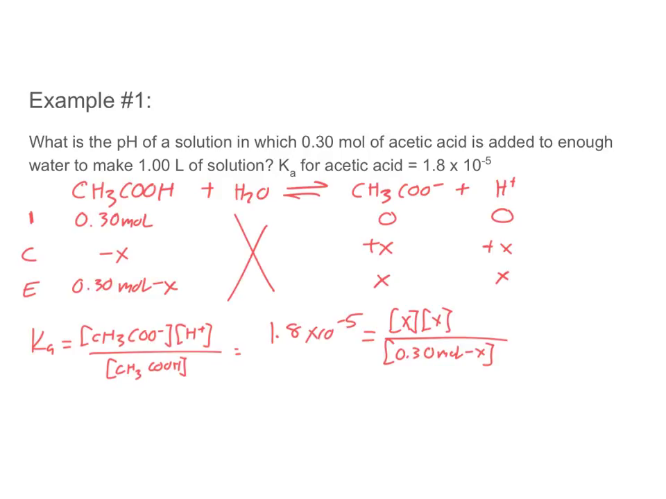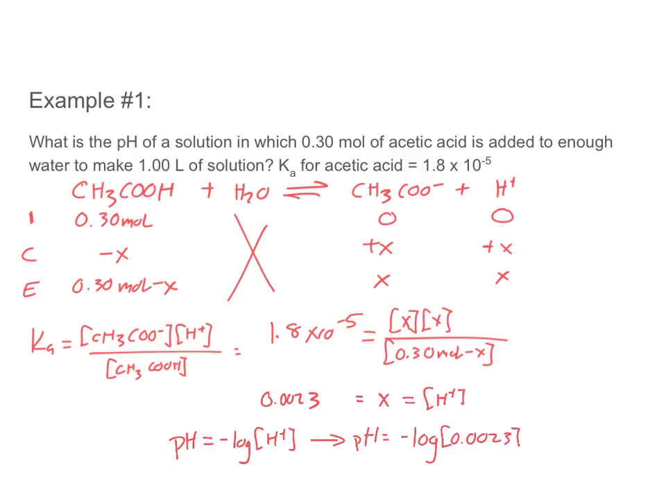When I solve for X here, I get a value for X somewhere in the ballpark of 0.0023, which would be equal to the H plus. So the pH is equal to the negative log of the H plus, which is the negative log of 0.0023. That gives me a fun size pH of 2.64, which is pretty acidic.